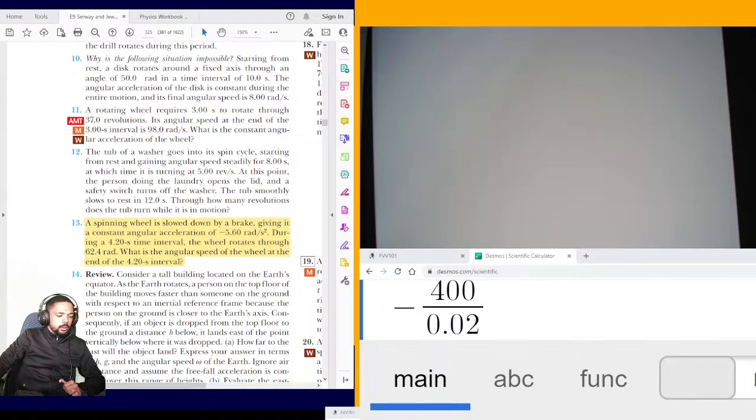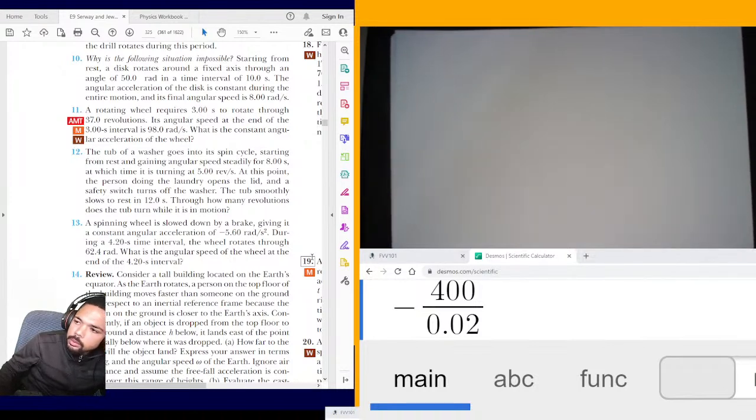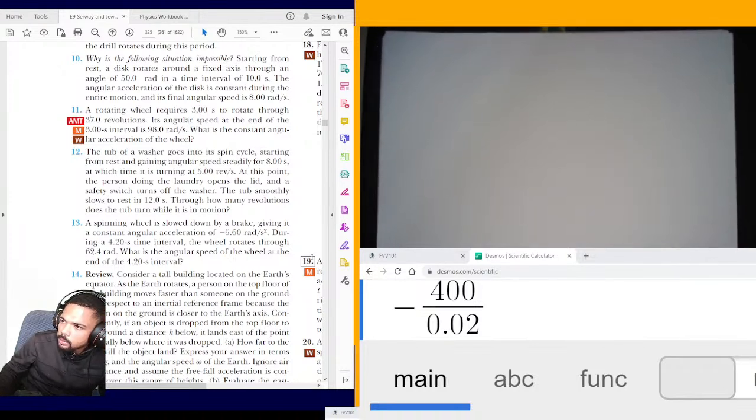Problem 13. Why did I pick problem 13? Oh yeah, it's because it's the same as the one there, but you seem to be familiar with these problems now. This is the problem. It's in your text.